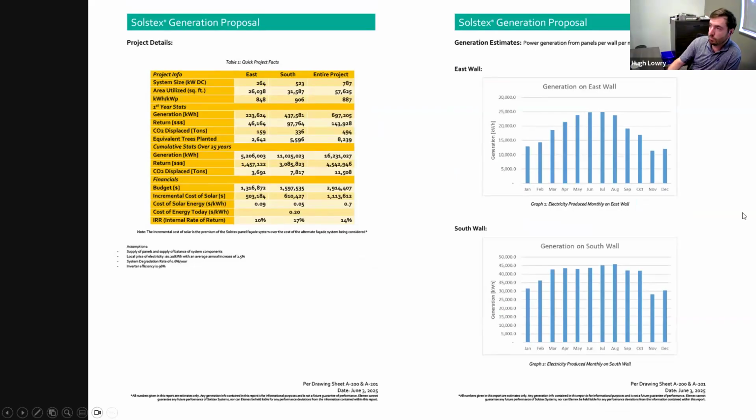We'll also put together generation profiles by month so you can see if you're going to consume the power in the month that it's being generated. You can compare that to the building's electrical usage and see if you can actually consume the power that the solar array is going to generate.